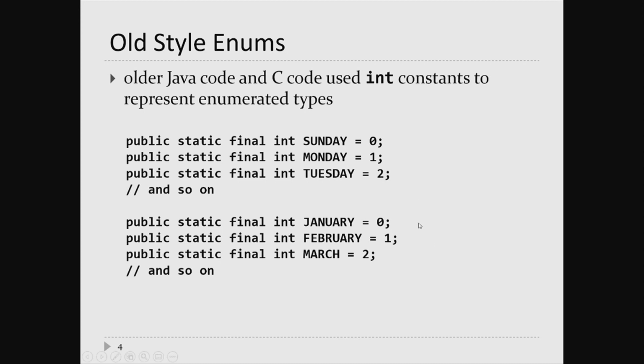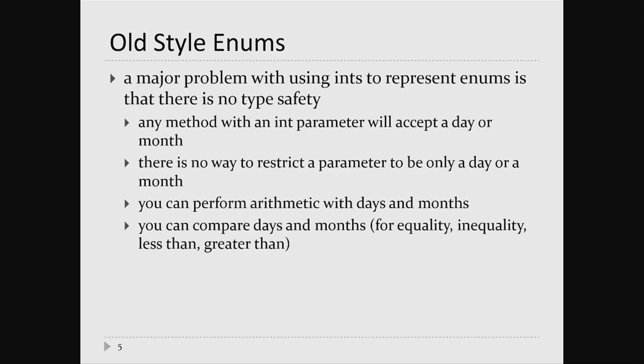If you wanted the months, you would do the same thing. You write public static final int January, and that's 0, and then public static final int February, and that's 1. And if you're awake, you can see that there's immediately a problem. Sunday and January are equal. So that's a bit weird. Now someone can write code that says if Sunday equals January, do something, and that works because they're ints. That's a problem.